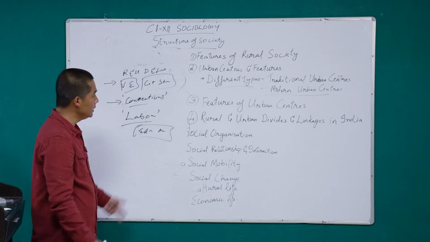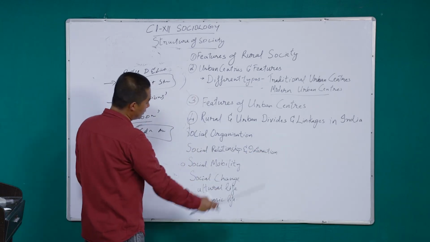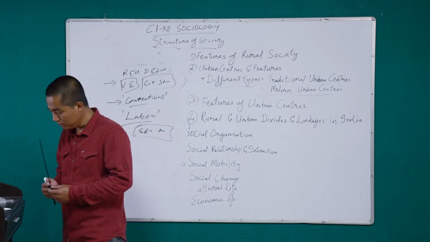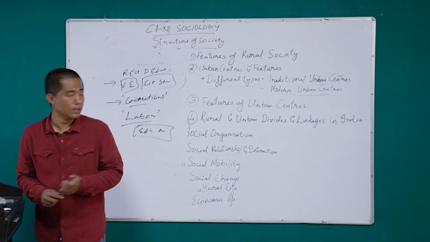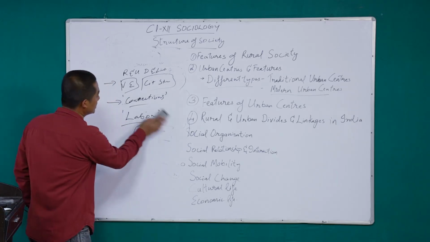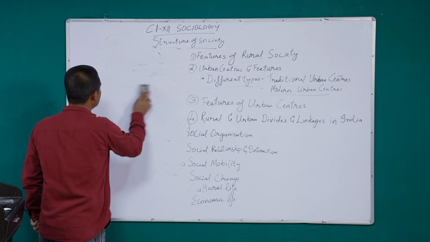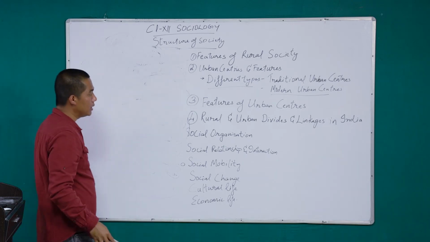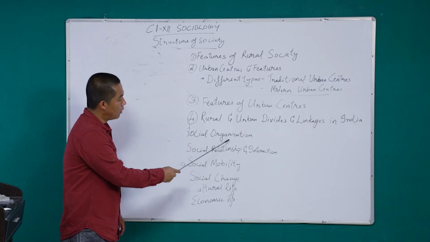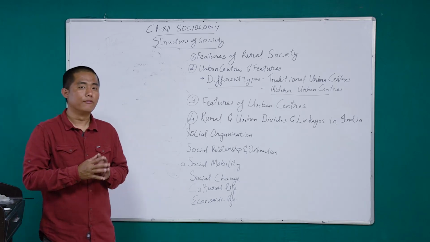So under this rural and urban divide and linkages, the first point that I would like to discuss with you is about social organization. Under social organization, we have different types of families. How is the society organized in the rural area and also in the urban area? That is what it means by social organization here. So, first is the family system.